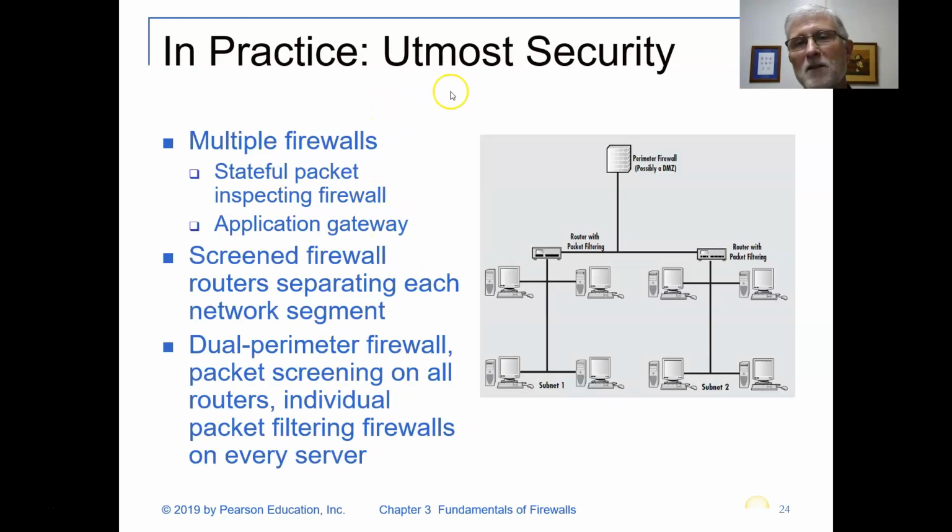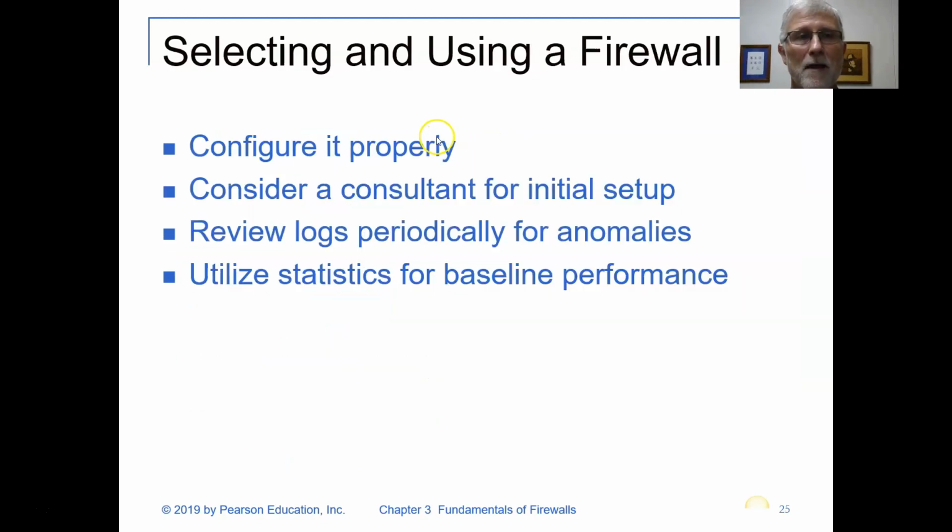Now, for the utmost security, you want to make sure you put multiple firewalls in place. Probably a stateful packet inspection firewall along with an application one, a screened firewall routed on different segments, maybe dual perimeter screening routers and individual packets. So you want to make sure you have multiple layers. Of course, that makes it the most secure, but there's an expense and an overhead, as with implementing any new software.